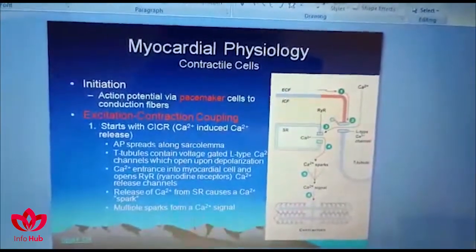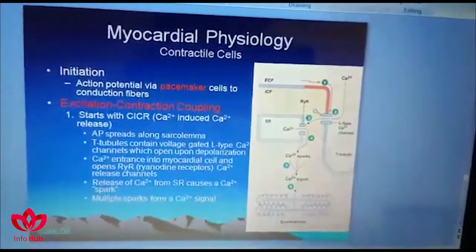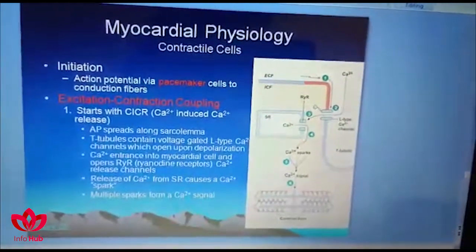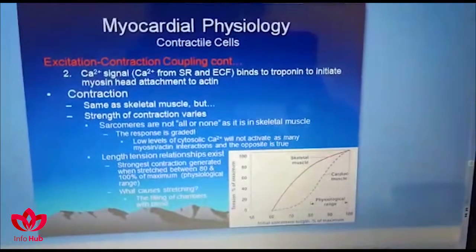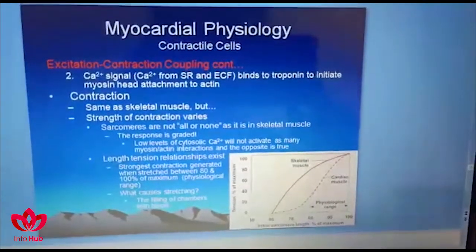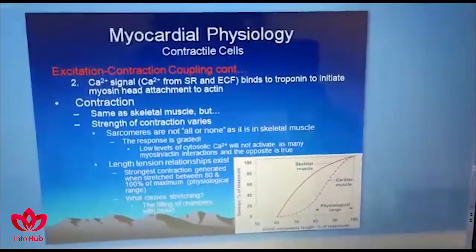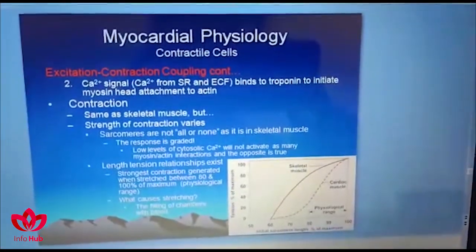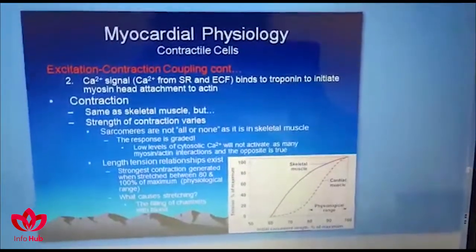So there are multiple sparks from the calcium signals, and they increase the levels of calcium inside the cell, which is responsible for the contraction. Calcium signals, that is both calcium from the sarcoplasmic reticulum and extracellular fluid, bind to the troponin to initiate the myosin head attachment to actin. So this leads to the process of contraction, which is the same as in the skeletal muscle, but the strength of contraction varies.